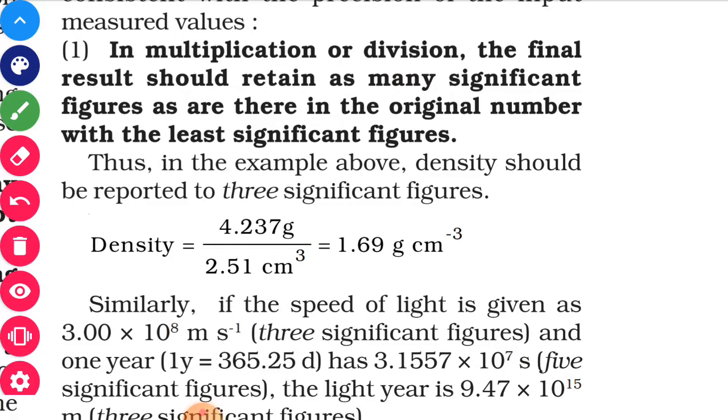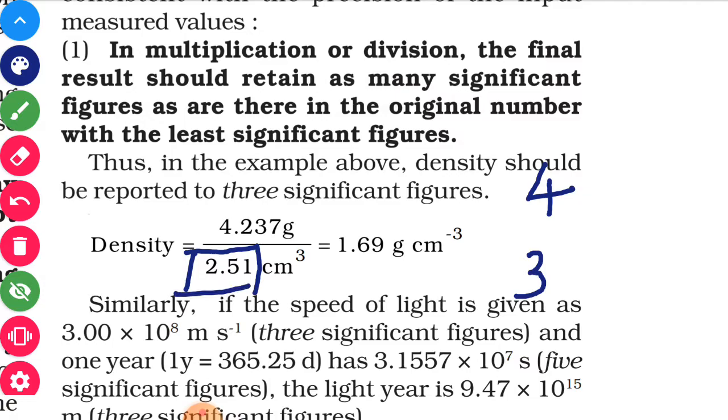Now there is one example which is discussed here, you can understand this. Say density is mass upon volume. Now mass is taken as say 4.237. So how many significant figures are there? There are 4 significant figures in the numerator. And how many significant figures are there in the denominator? There are 3. It is volume 2.51 centimeter cube. So least significant figures are there in this denominator.